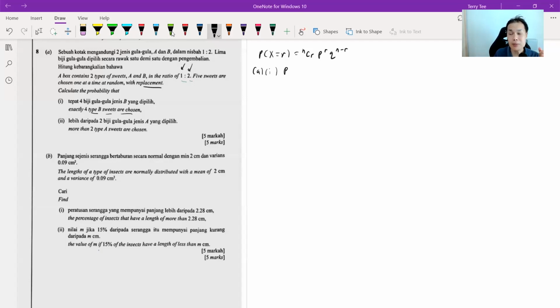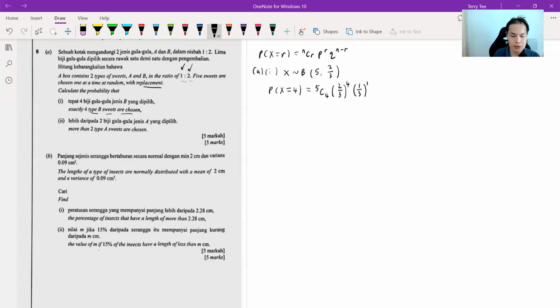That means the probability of getting type B, maybe I write in this form, although it's not necessary for you to write this. This is a notation: X follows a binomial distribution. Your n is 5 because I'm choosing 5 sweets at one time. Your p is the probability of getting sweet type B, so it's 2/3. So now we want to find exactly 4 type B. In this case, we write 5 choose 4, p is 2/3 power 4. Remember, q is 1 minus p. If your p is 2/3, 1 minus 2/3 is 1/3. 5 minus 4 is 1.